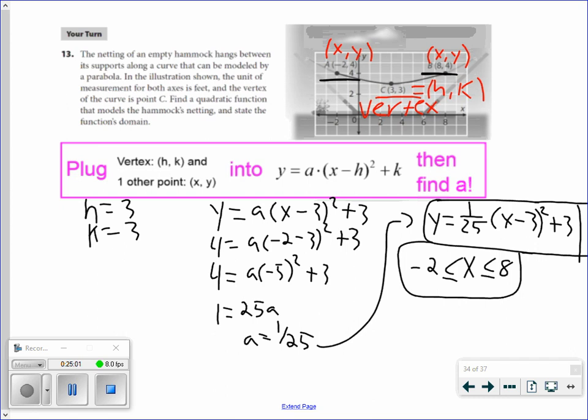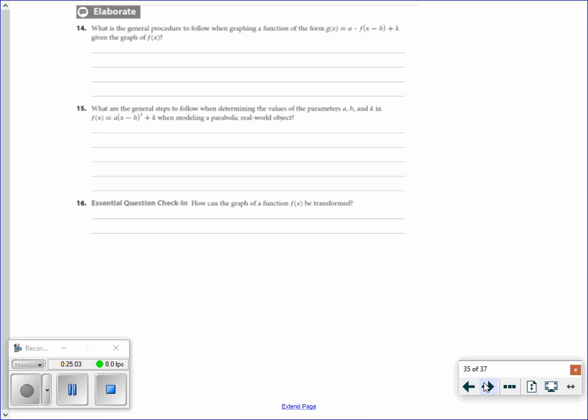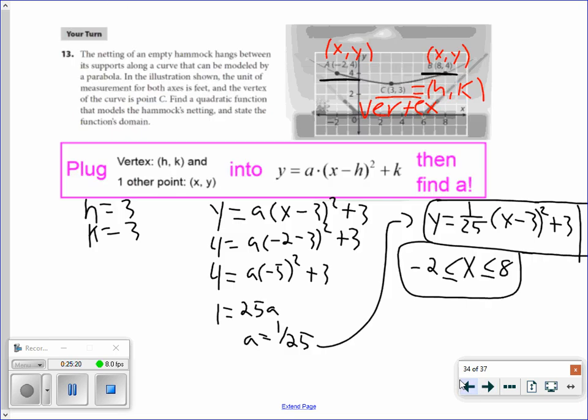And I think that's the end of the notes. Yep. I'll get to elaborate. I didn't see this here, so I guess we'll go ahead and look at this too. Elaborate: what is the general procedure to follow when graphing a function of the form g of x equals a times f of (x minus h) plus k when given the graph of f of x? So we talked about this. That's going to be everything in this pink box right here. Plug the vertex (h, k) and one other point (x, y) into the equation y equals a times (x minus h) squared plus k, and then find a. That's how you do it.